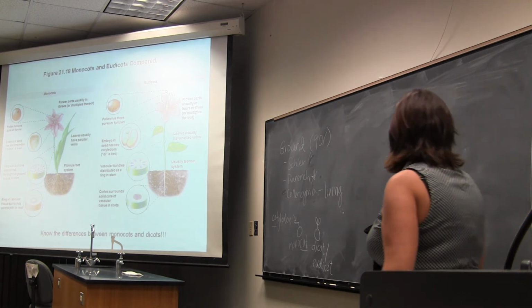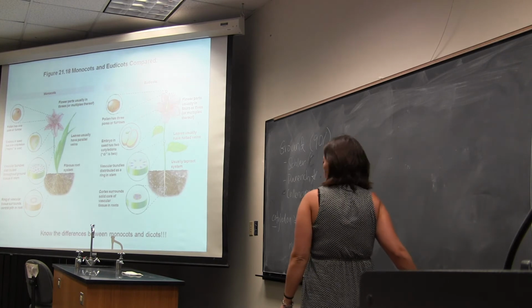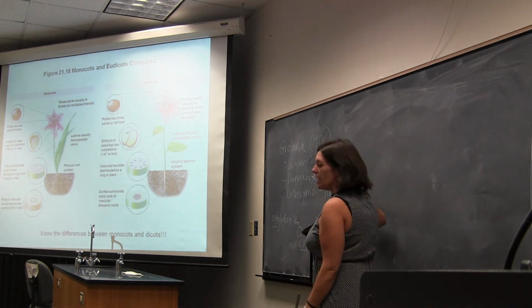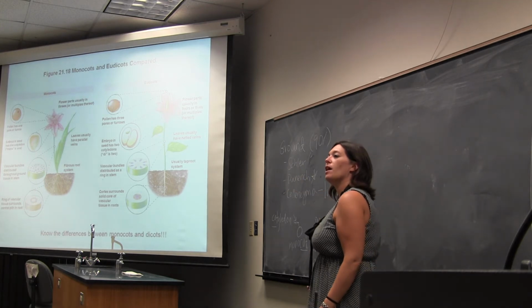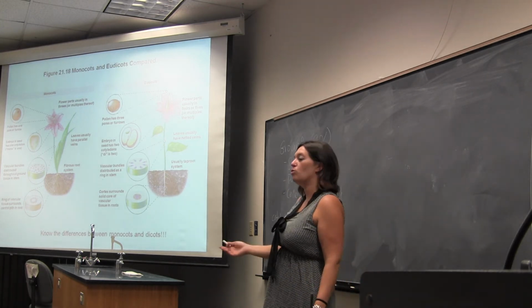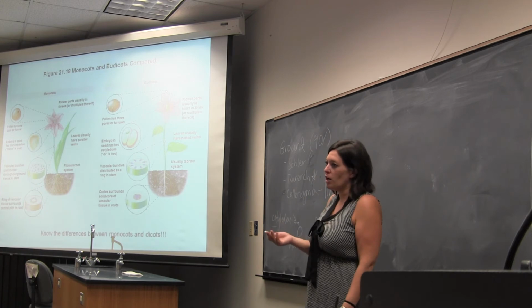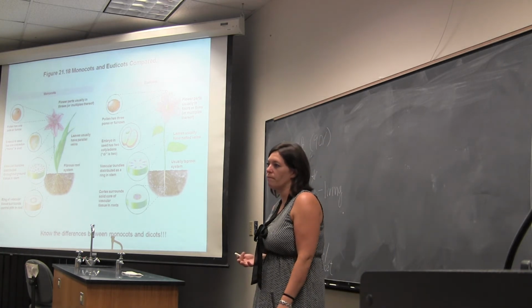Yeah, like literally. The petals? Yeah, the petals. So if you see a flower that has 10 petals, it's probably going to be a dicot because it's in multiples of 5. If you see one that has 12, then it's probably going to be a monocot because it's in multiples of 3 or 4.